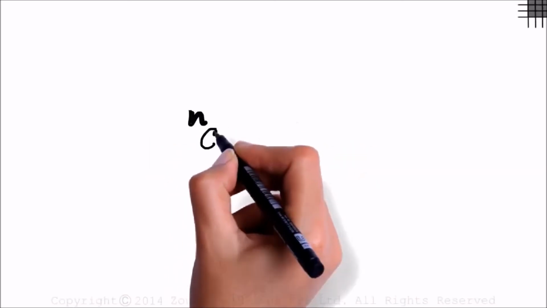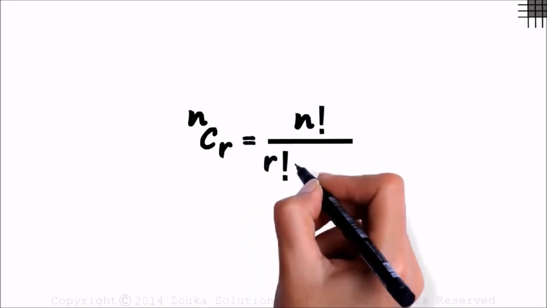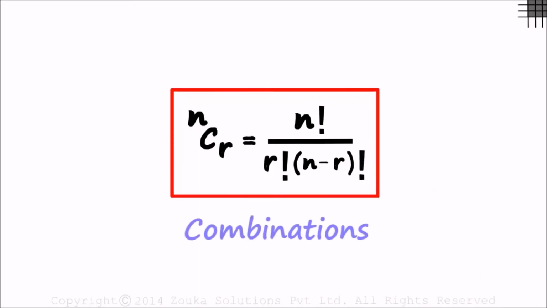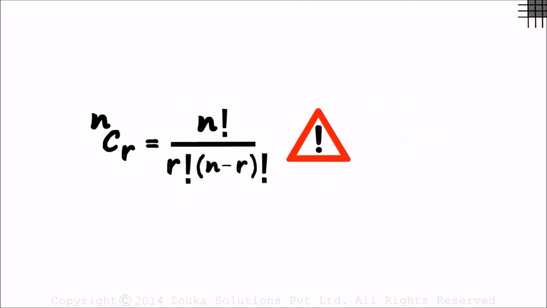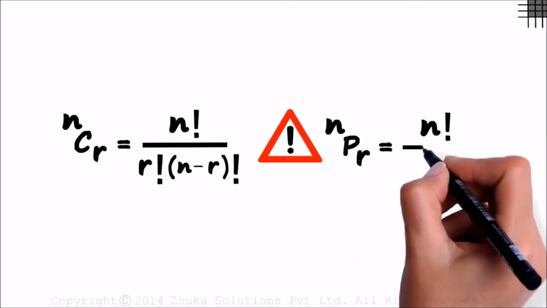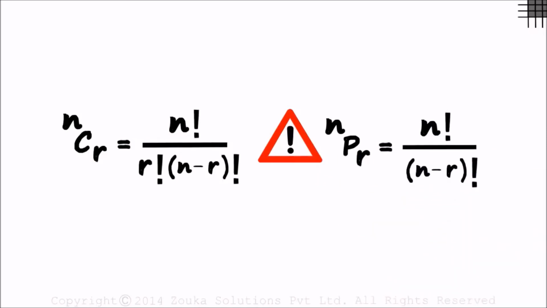The formula for nCr is n factorial divided by r factorial times n minus r factorial. What is this? This is the formula for combinations, but it is not the best way to understand it. And what is nPr? It's n factorial over n minus r factorial. And this again is not the best way to understand permutations.